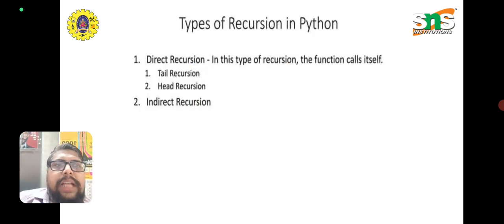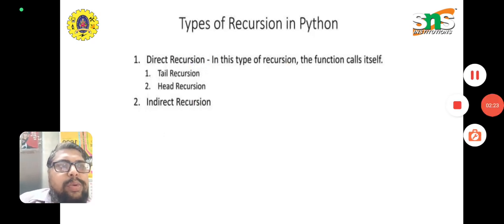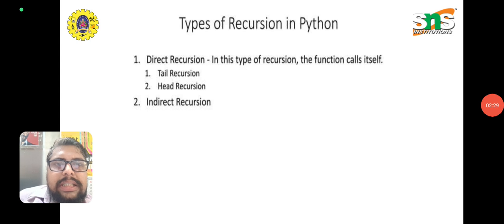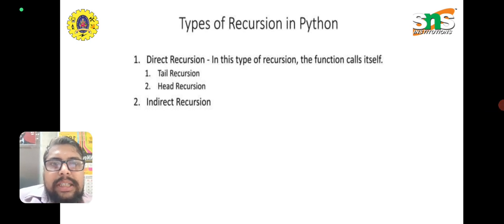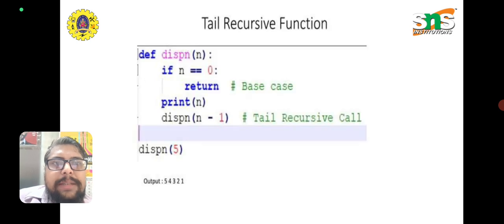Next, we have types of recursion function. We have two types. The first type is named direct recursion. In direct recursion, we have two types: the first one is tail recursion and the next one is head recursion. Next is indirect recursion.